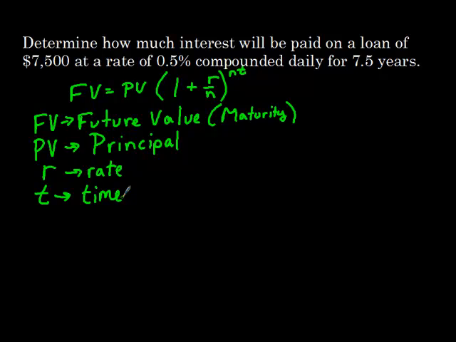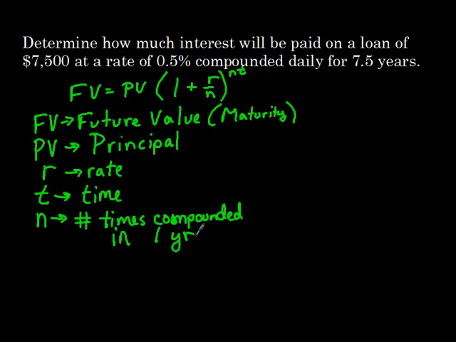The only other new piece of information we have here is lowercase n, which, in case you didn't know, represents the number of times the loan's compounded in 1 year. So if you look up here, it says compounded daily. Daily simply means 365 days.